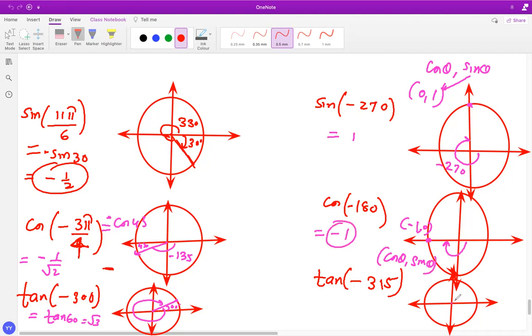Now tan of negative 315 is in the first quadrant here. So that answer is basically the same as tan 45, which is 1. So this is how you do the basic problems on the unit circle.